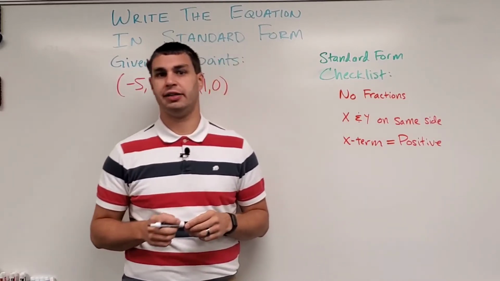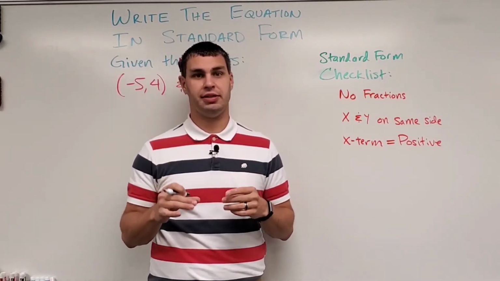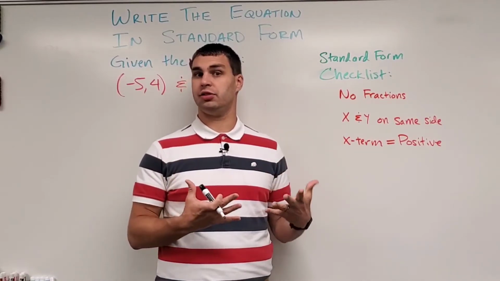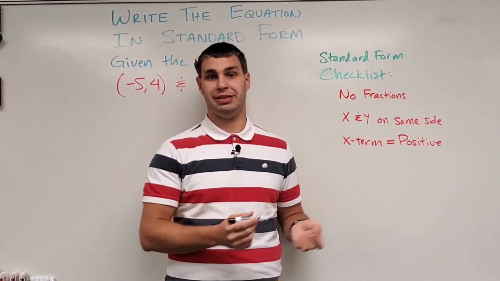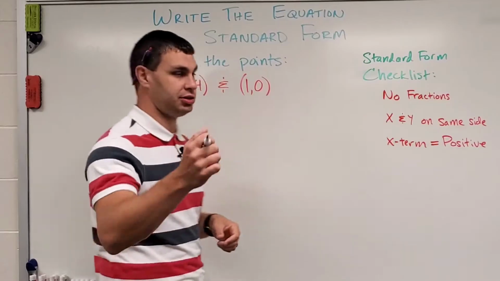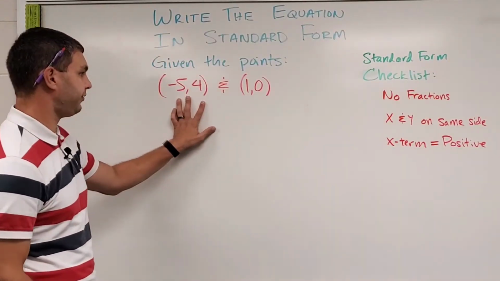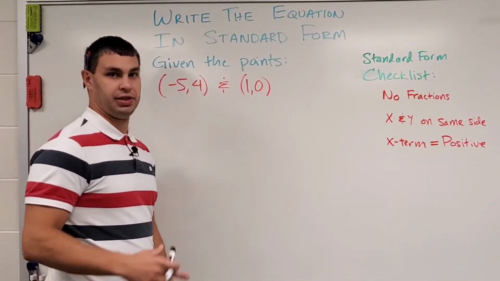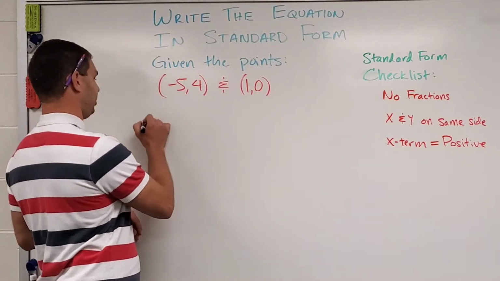In this video, we're going to take two ordered pairs, 2 points, and we're going to find the equation that goes through those and then change that equation to be in standard form. All right, so the 2 points we're working with today are (-5, 4) and (1, 0). So the first thing we need to do is find the slope using our slope formula.